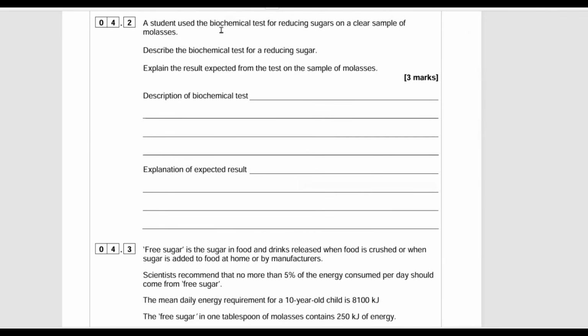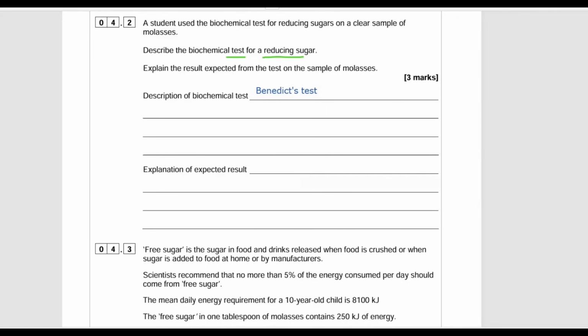4.2, a student used the biochemical test for reducing sugars on a clear sample of molasses. Describe the biochemical test for reducing sugar. Explain the result expected from the test on the sample of molasses. So, do you know the name of the biochemical test for reducing sugars? Hopefully you do. The name is the Benedict's test. And luckily for us, the Benedict's test begins with a B. It's always like that. And it's going to turn from blue to red.